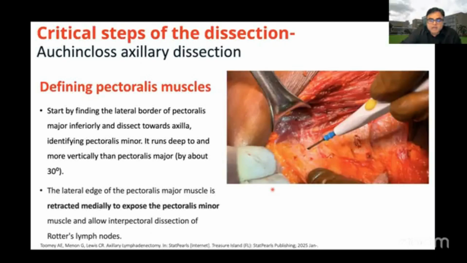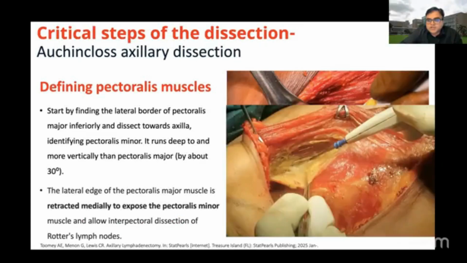After making the incision or after doing the mastectomy, the first important thing is defining the pectoralis major muscle. After doing dissection along the pectoralis major muscle, we dissect towards the axilla, identifying the pectoralis minor. It runs deep to and more vertically than the pectoralis major, by about 30 to 40 degrees of angle. The lateral edge of the pectoralis major muscle is retracted medially to expose the pectoralis minor muscle and allow interpectoral dissection of Rotter's lymph nodes.